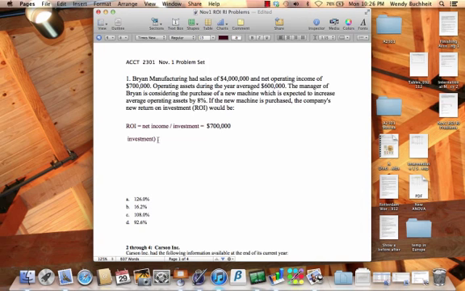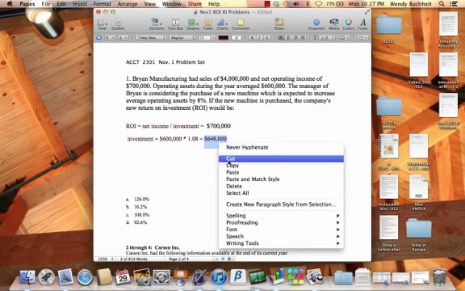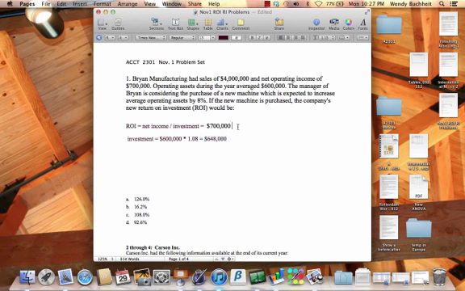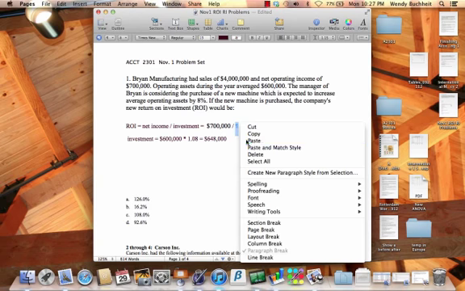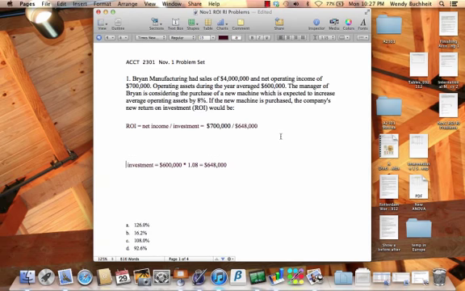right? So if we do that, then the investment will go up. Right now, the investment is the $600,000. And if we increase it by 8%, that's 1.08, will tell us what the new investment total will be. We'll wind up with $648,000. And so return on investment will be $700,000 divided by this 648, and that gives us answer C, 108%.